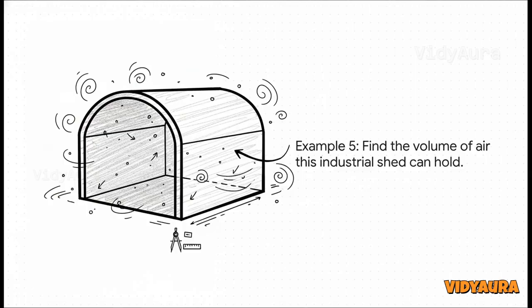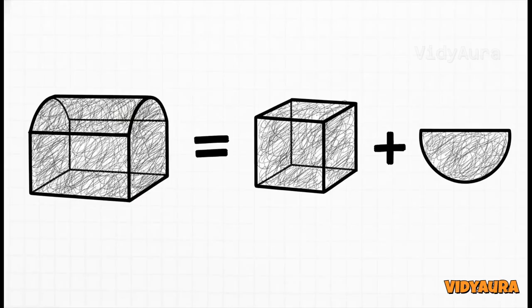Check out this industrial shed. It's basically a rectangular box, a cuboid, with half a cylinder for a roof. Our mission is to find the total volume of air that can fit inside this shed. And our plan this time? It's so straightforward. The total volume is just the volume of the cuboid part plus the volume of the half-cylinder part. No tricks, no thinking about what's hidden, we just add them.